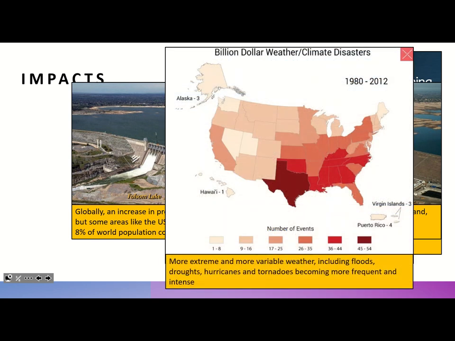That links, though, to more extreme and more variable weather, including floods, droughts, hurricanes, tornadoes, etc. Wildfires are another feature that we might talk about here. And the fact that we now refer to a storm season in Western Europe could be referred to as evidence for that.